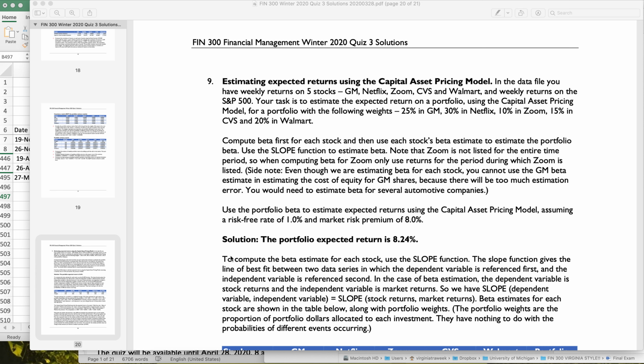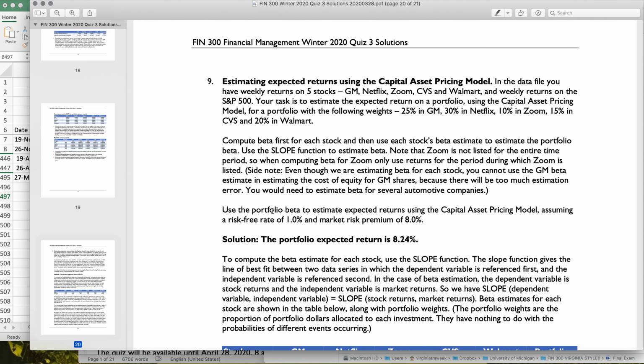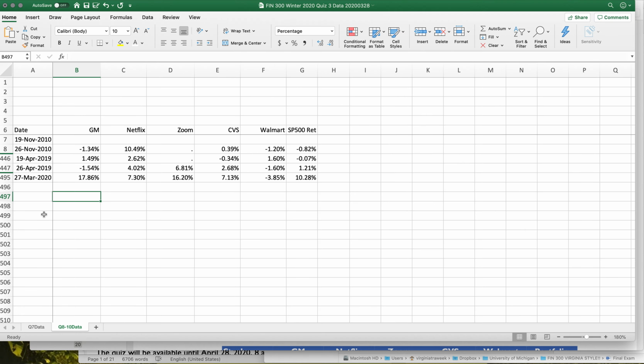Quiz 3, question 9 asks us to think of a portfolio that has certain weights in it, compute a beta for each of the stocks, and then calculate the expected portfolio return. So let's just type in the weights. We'll do the weights first.